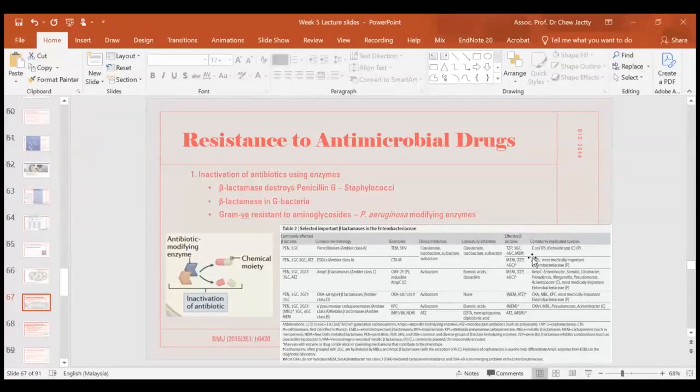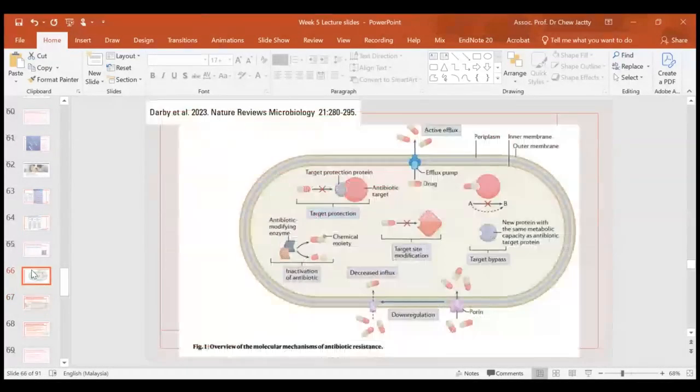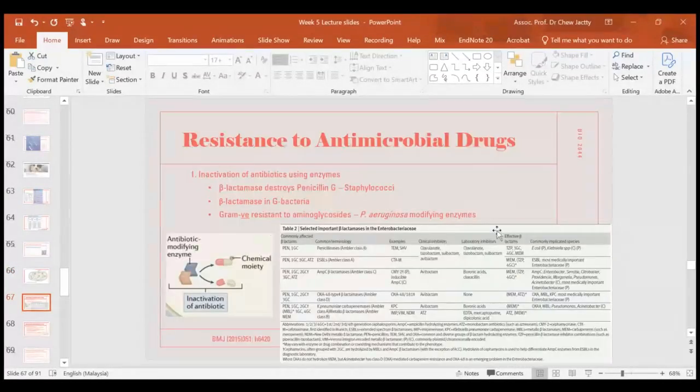Okay, so I think there are 5 different... Okay, let me share this. There are 5 different major resistance mechanisms of bacteria against antibiotics. This is an image of a bacteria cell and the mechanisms they have in place to overcome antibiotics. So look at the first one. Bacteria can inactivate antibiotics using enzymes.